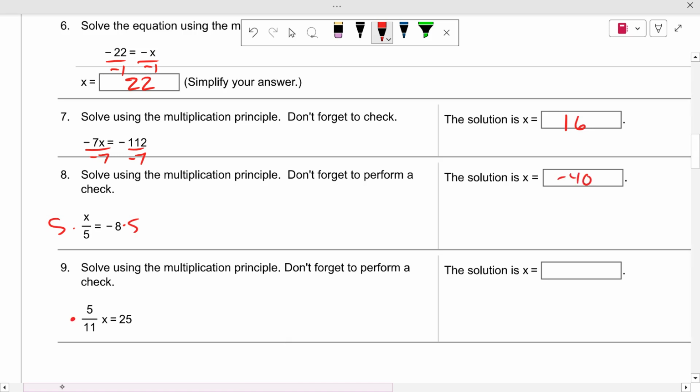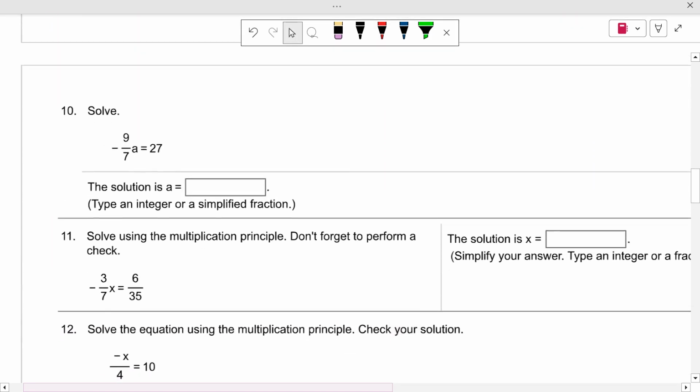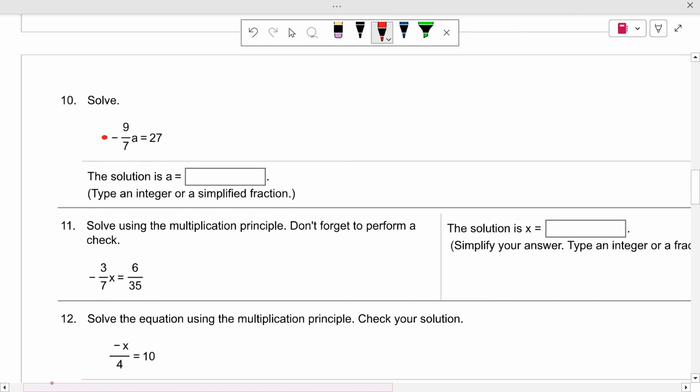Here, what would we multiply or divide by? Multiply by 11/5. If we multiply by 11/5, the 25/5 canceled, and you'll use your calculator, so you probably won't have to do this. 5 times 11 is 55. Here, what would we multiply by? 7/9. Negative 7/9. The 9, negative 7/9, and the 27 is 3 and 1, so you get negative 27. Negative 21, I mean.